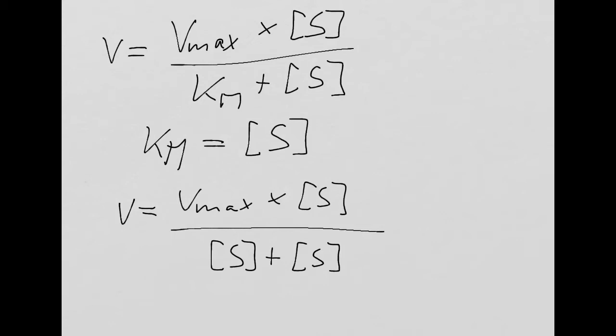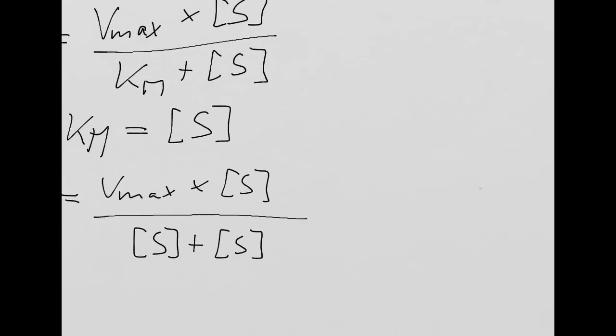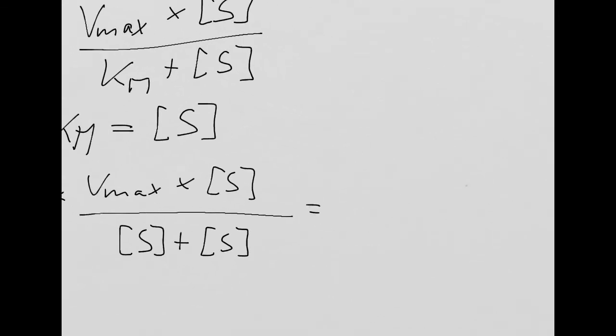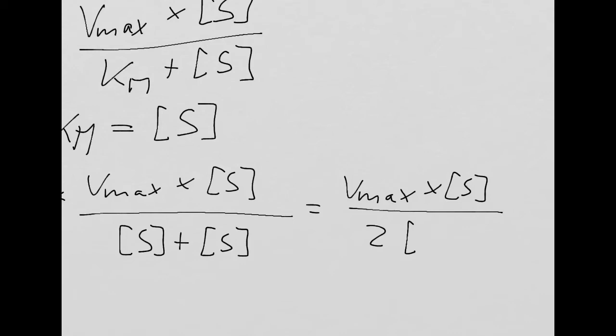Yeah? Happy with that? Or I can also say Vmax times S divided by 2S. Okay? It's not witchcraft. What happens to S? Cancels out.